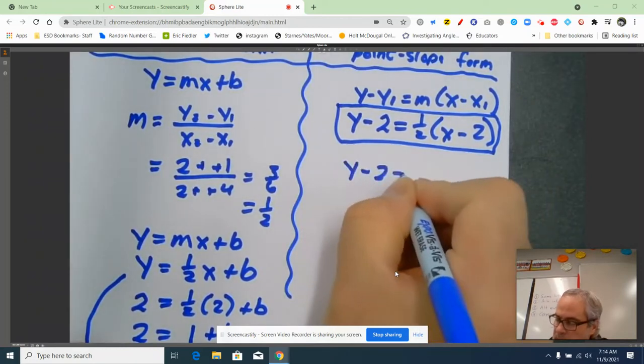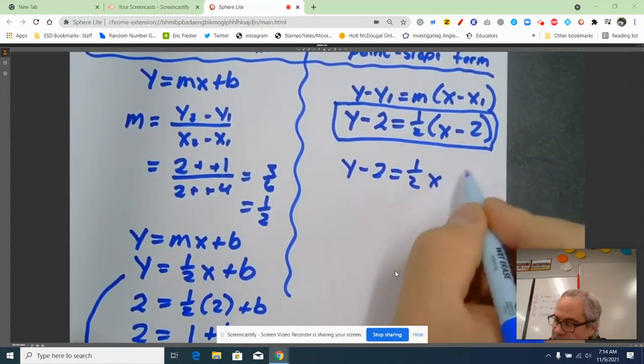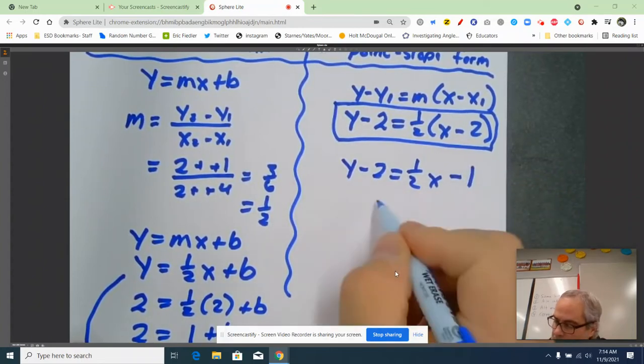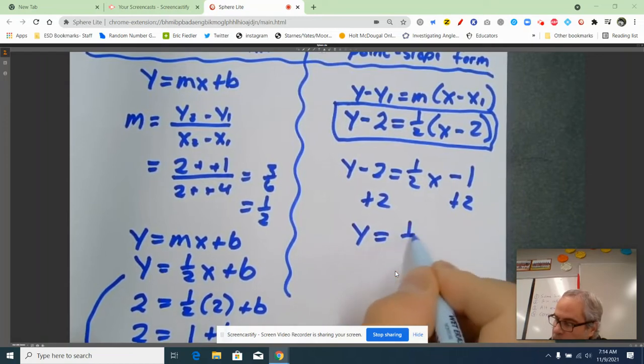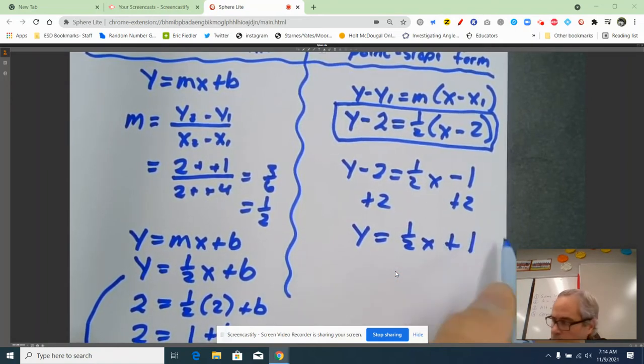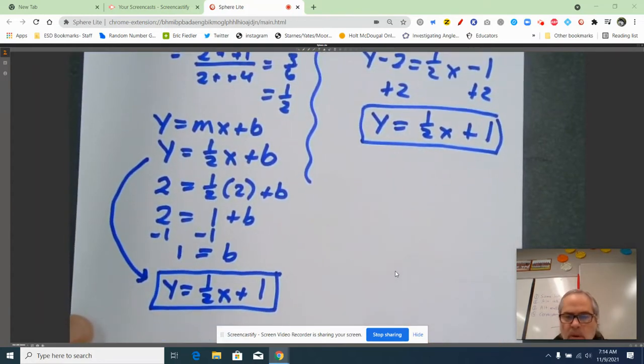Y minus 2 equals, I need to distribute the 1/2. 1/2 of negative 2 is a negative 1. I'm going to add 2 to both sides. I get y is equal to 1/2 x plus 1, which is the same answer, hope you can see it, that we got down below.